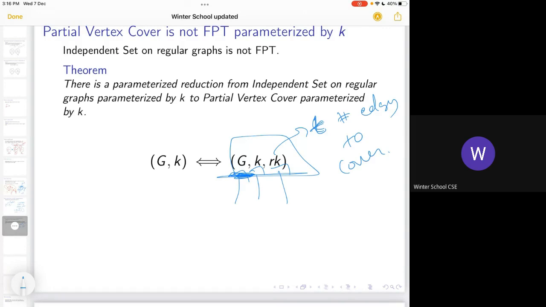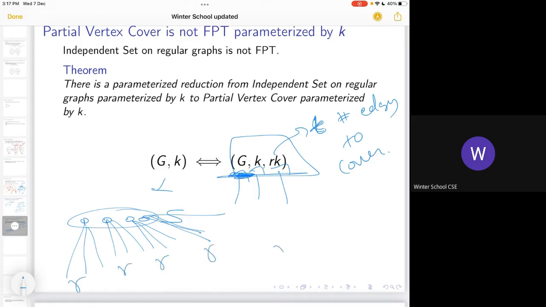So does somebody want to try the forward direction? If I have an independent set of size k, what can I say about partial vertex cover? Yes, k. So if I have an independent set of size k in G, and I look at the edges incident on them, since each vertex has degree r, if I sum up all these edges, that will be r into the independent set size, which is k. So if I can find a solution of size k for independent set, I can also find a solution for my partial vertex cover reduced instance, right?